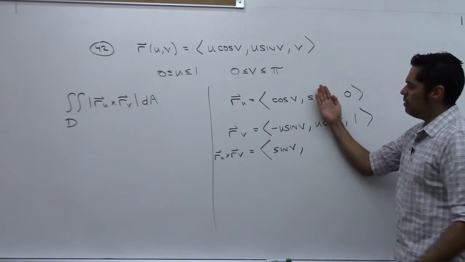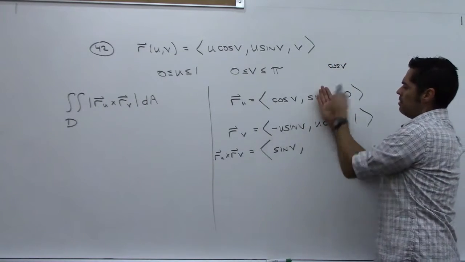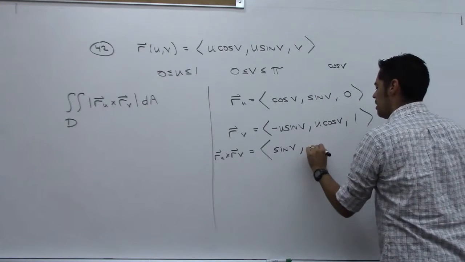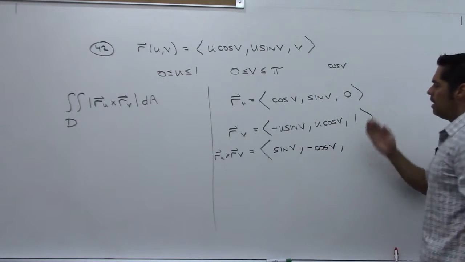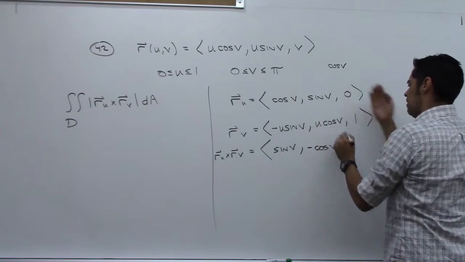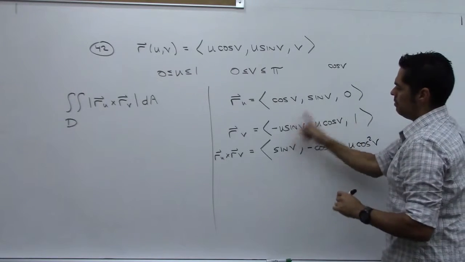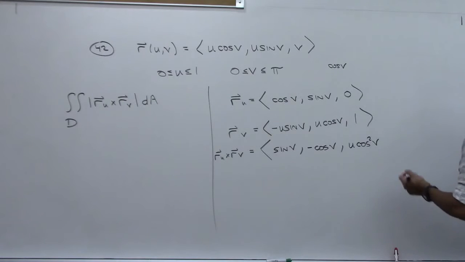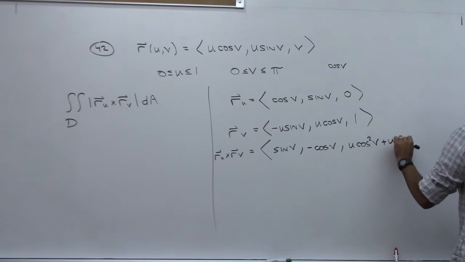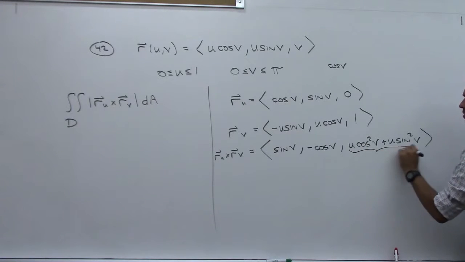And then when I cover up the middle one, I'm going to do, let's see, cosine v, and this is 0, but remember it's the middle one, so I change the sign to negative cosine v. And now cover up this one. Cosine v times u cosine v is u cosine squared v. And then I do here to here, and I subtract, so it'll become plus u sine squared v. And notice that this right here, I can factor out a u, and then cosine squared v plus sine squared v is 1, so this is all just u.